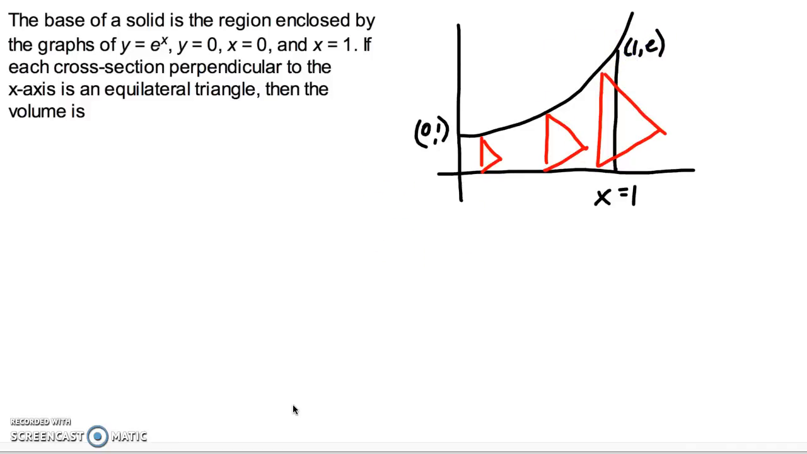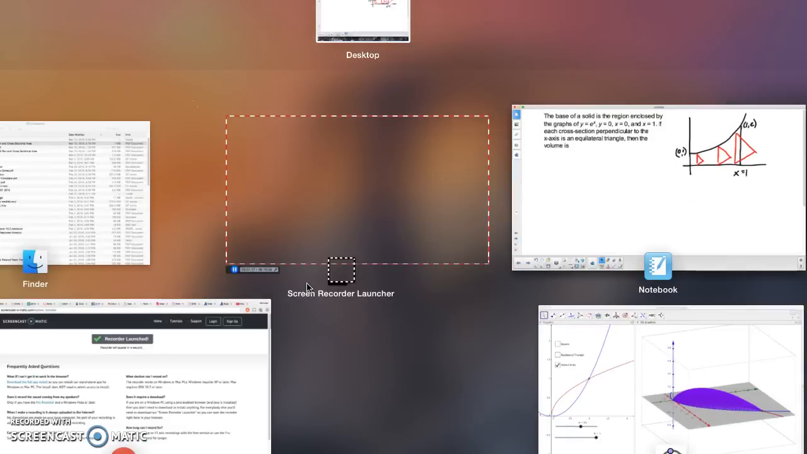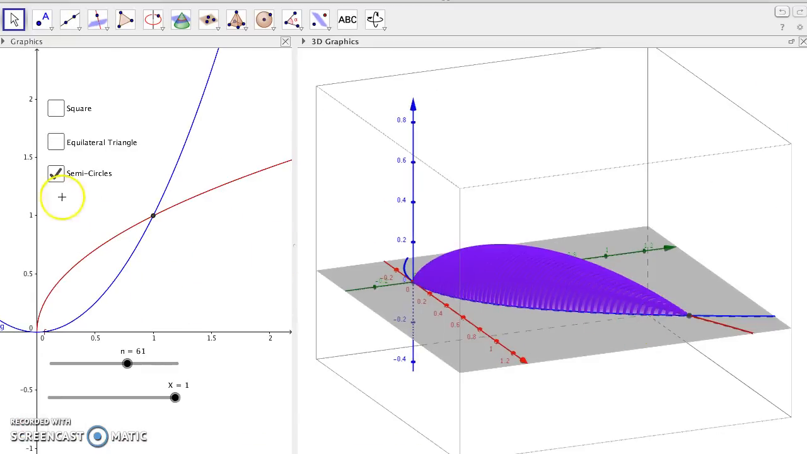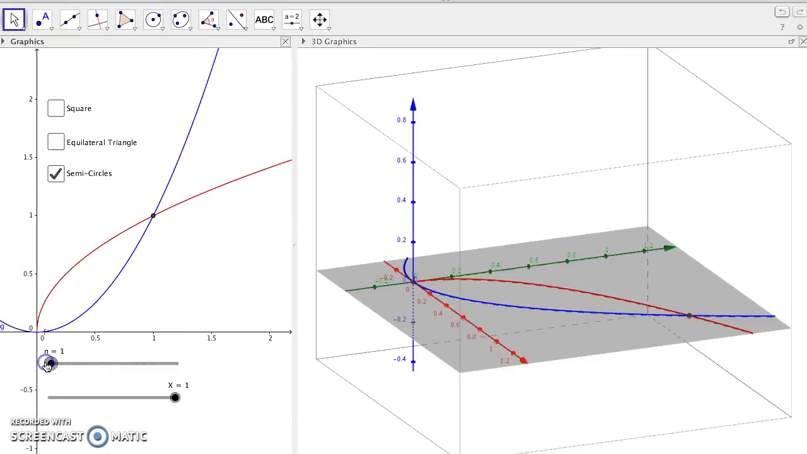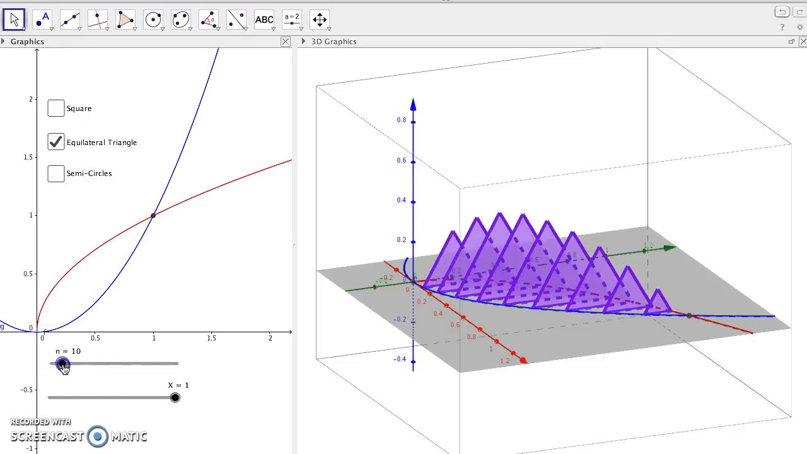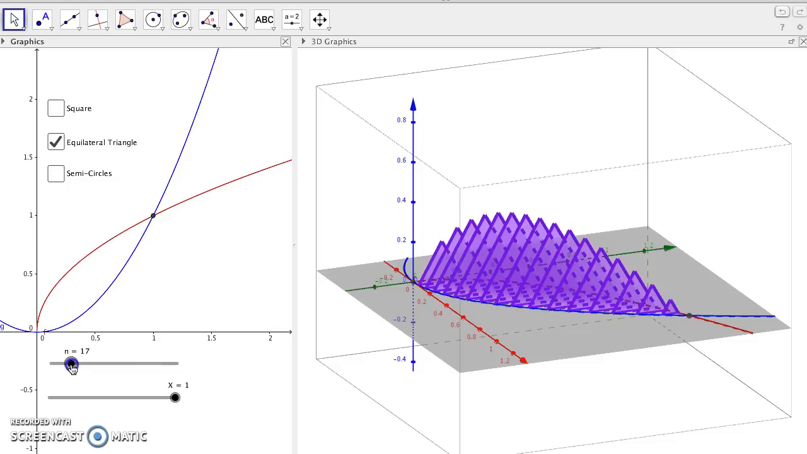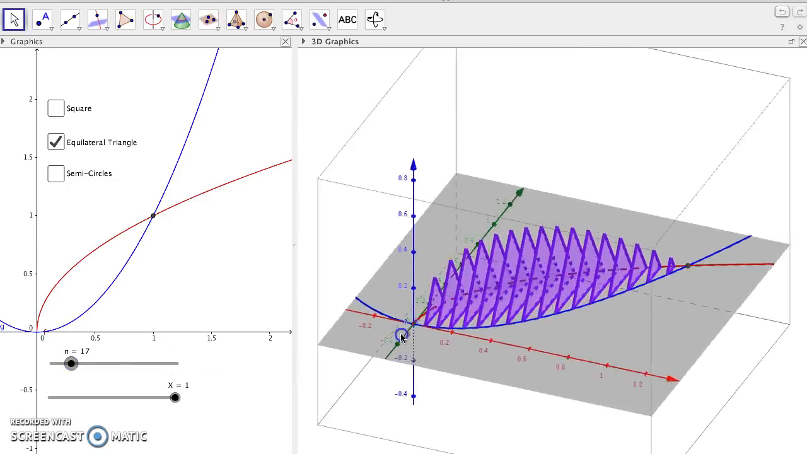So before we get into the integration of this problem, let's just take a look back at my GeoGebra applet one more time, and let me bring this back down to just 1, and instead of semicircles, let's look at equilateral triangles now. So here you can see, as I slide that cross-section, right, I get equilateral triangles. And they get smaller over here, bigger to the middle, smaller to the end. And if we add in some more, we can start to get a feel of what this shape looks like.